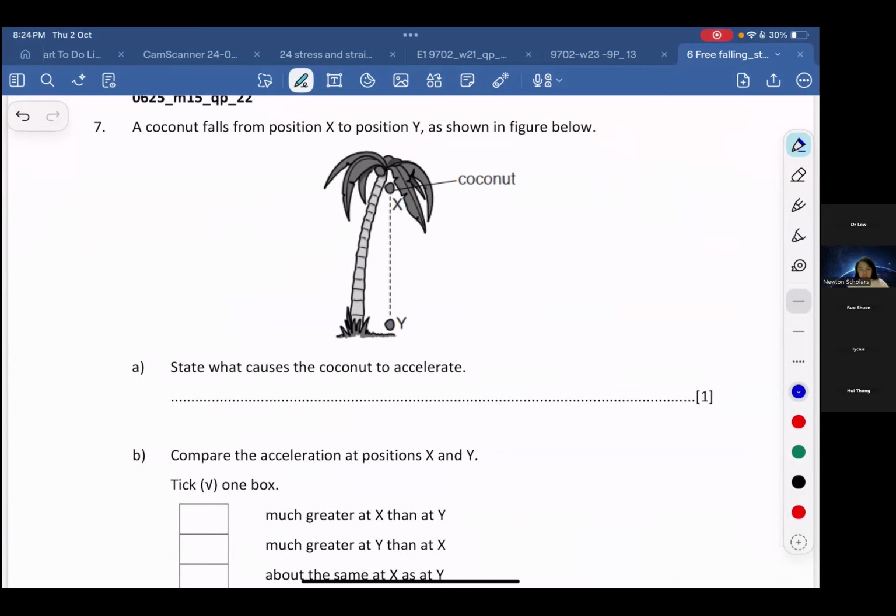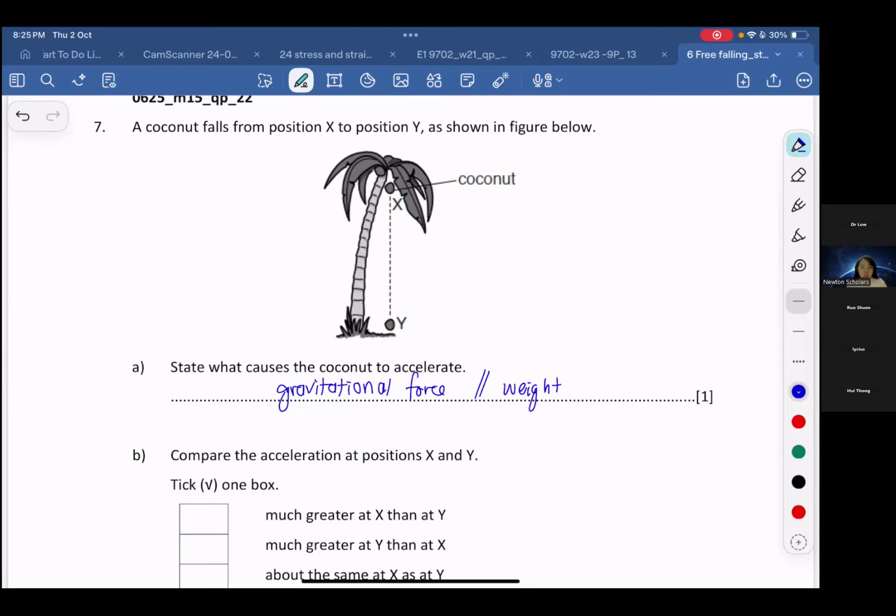Any of you know the answer? Can you write it down for me? Gravitational force. Yes. It's the force due to gravity. We call it gravitational force. Or we might say the weight causes it to accelerate.